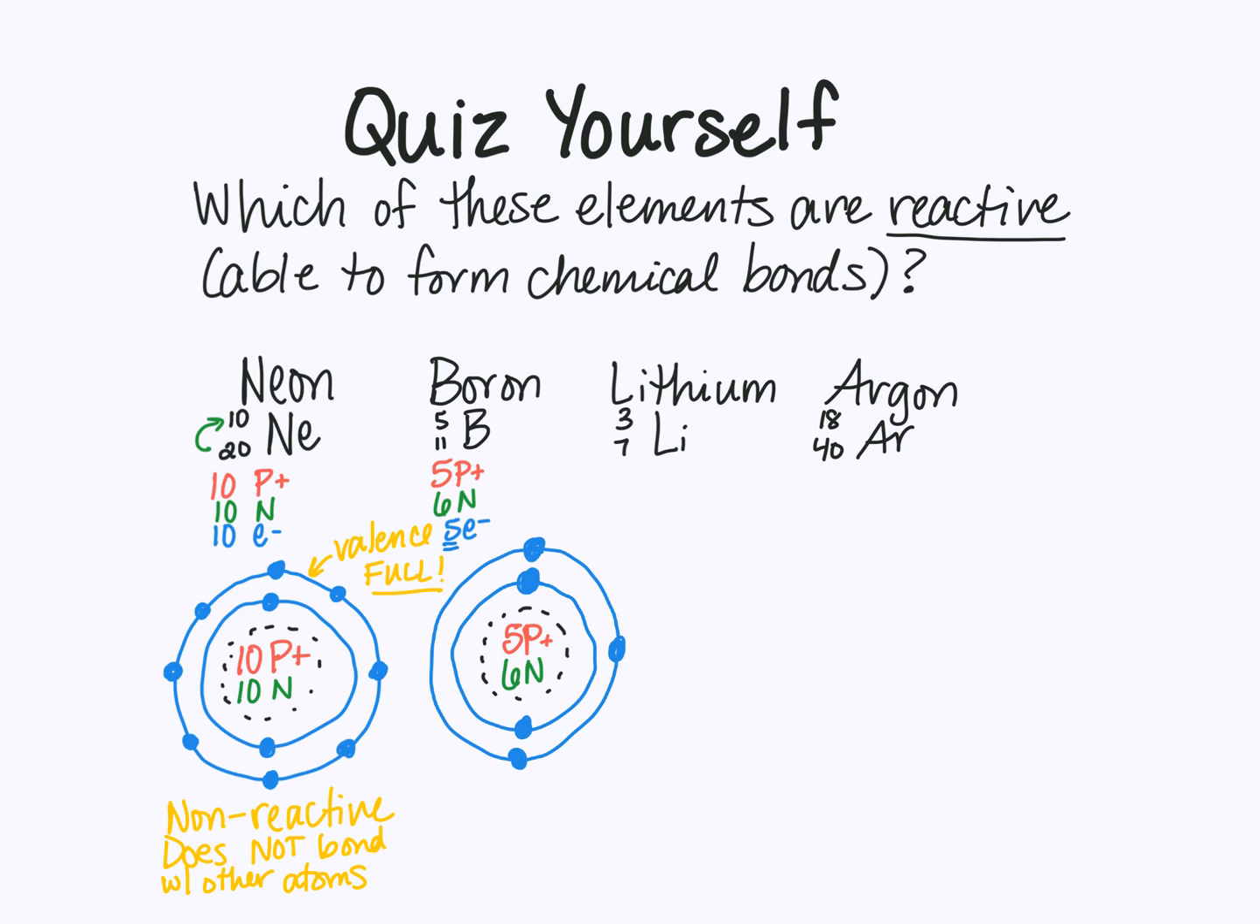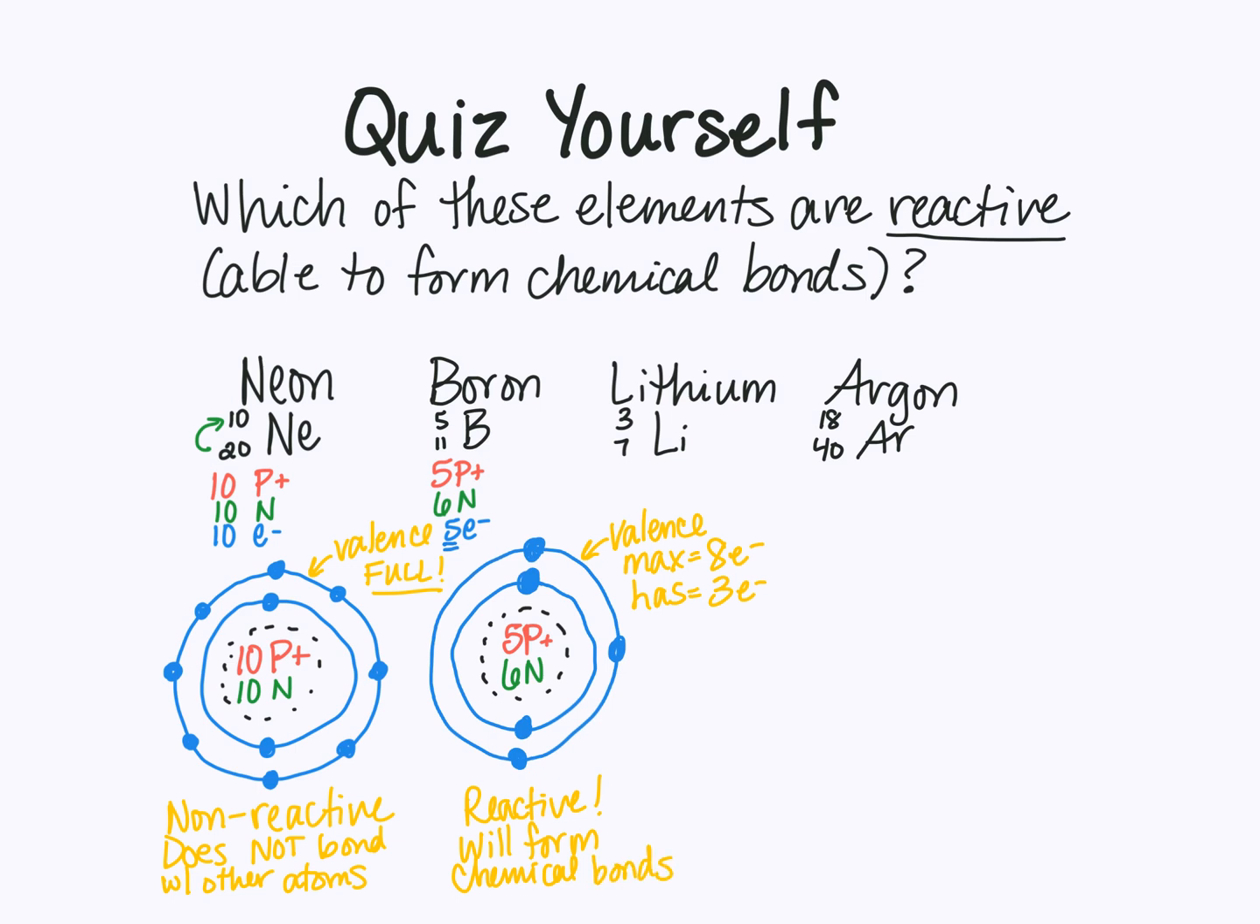Now our valence shell, remember, is our outermost shell. And it can hold a max of 8 electrons, but it only has 3 electrons. So do you think that boron is reactive? And the answer is yes. So boron does form chemical bonds with other atoms.